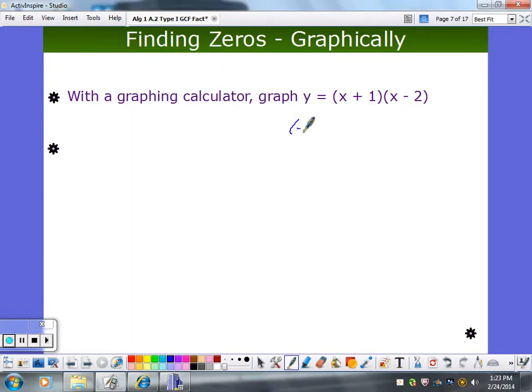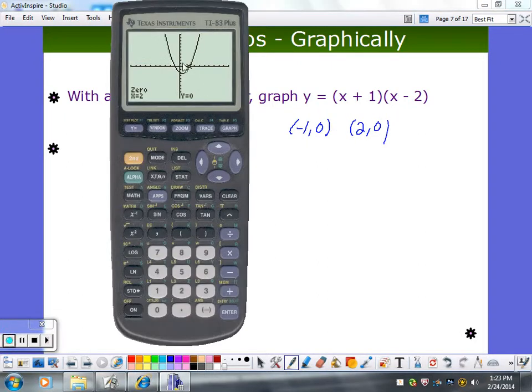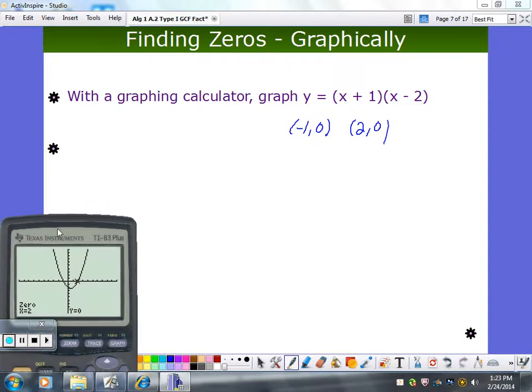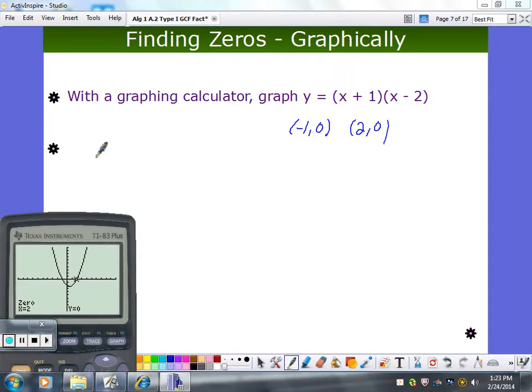So let's see. I've got negative 1, 0 and 2, 0. Well, it can't be 0, 0. Look. Do you have anything at 0, 0? No, here are my zeros. And that's only if you're having trouble reading them. Now, let's just look here.